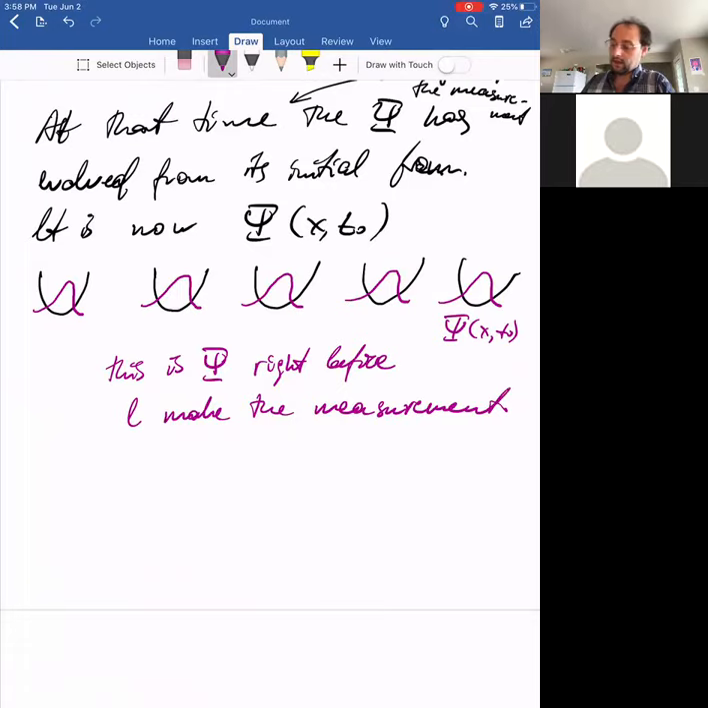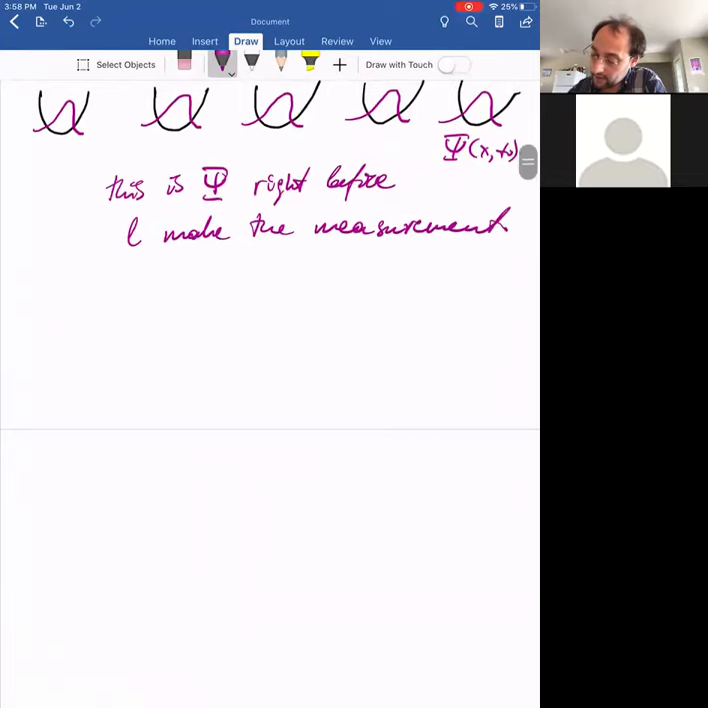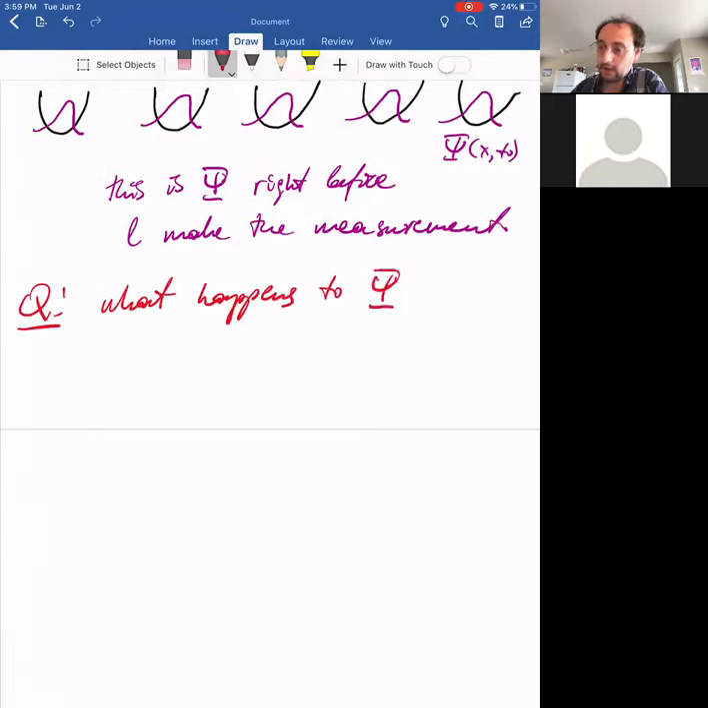All right, and now here's the brouhaha question. What happens to the wave function right after the measurement?